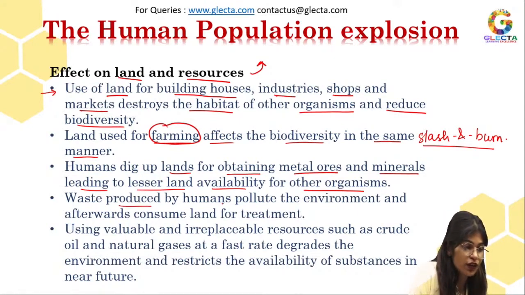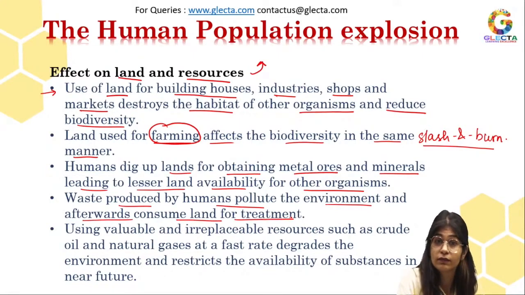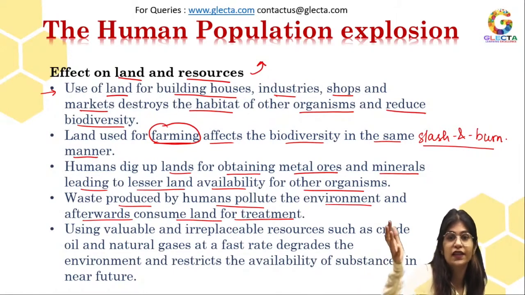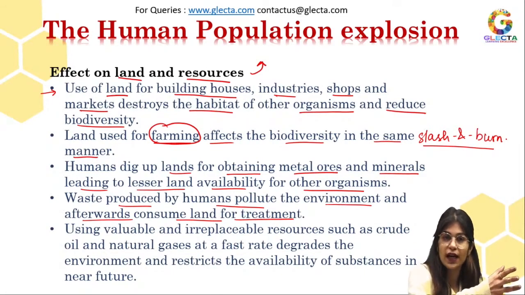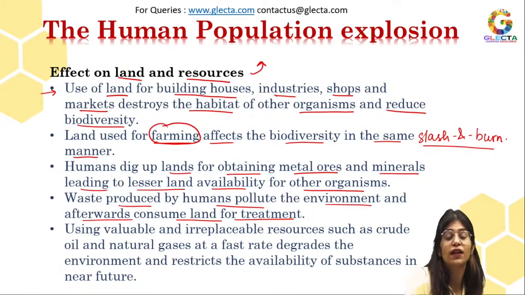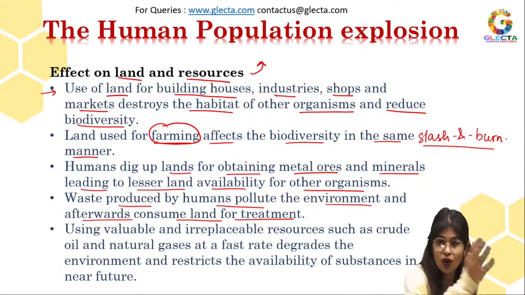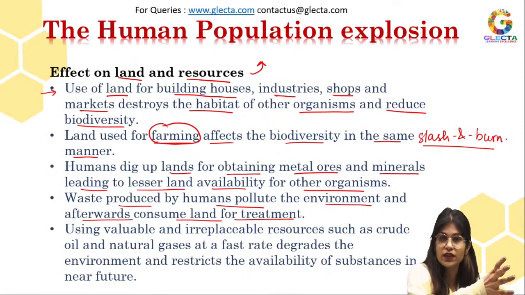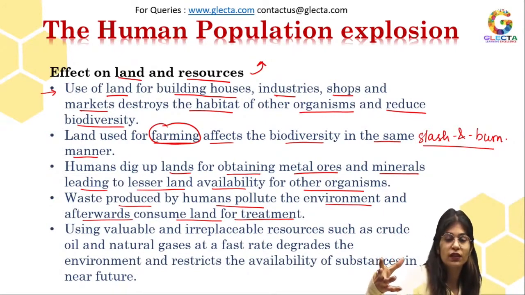Waste produced by humans pollutes the environment and afterward consumes land for treatment. Like I said, we're disturbing it, we're destroying it, we're polluting it, and then we're trying to clean it. If you think about it, there are dumps of garbage on the land, and then we also have a treatment plant. Both of them consume land. If we would not have made so much waste, no treatment plant would have been in place. So we would have land from both of those.